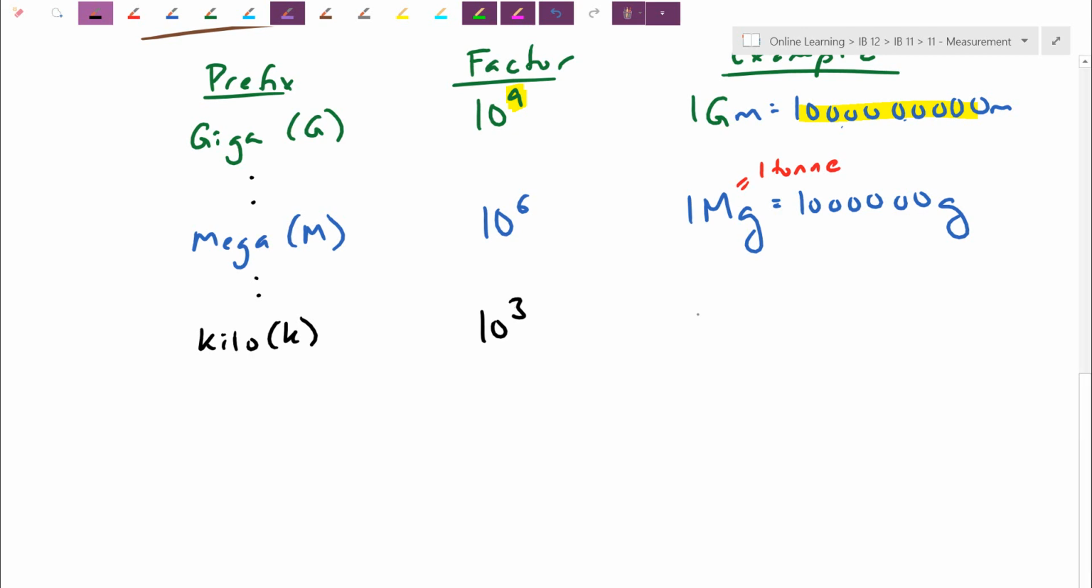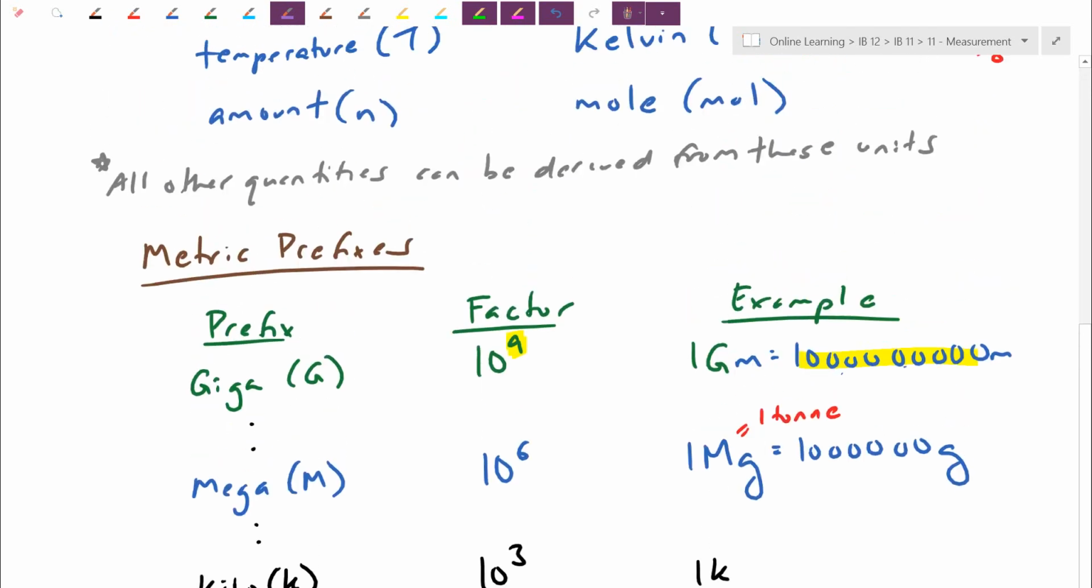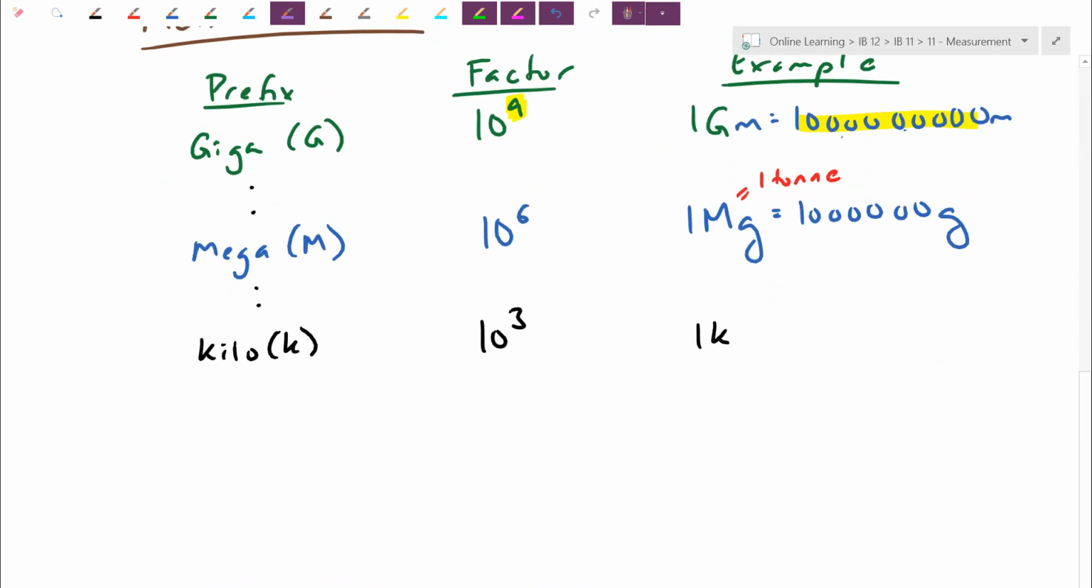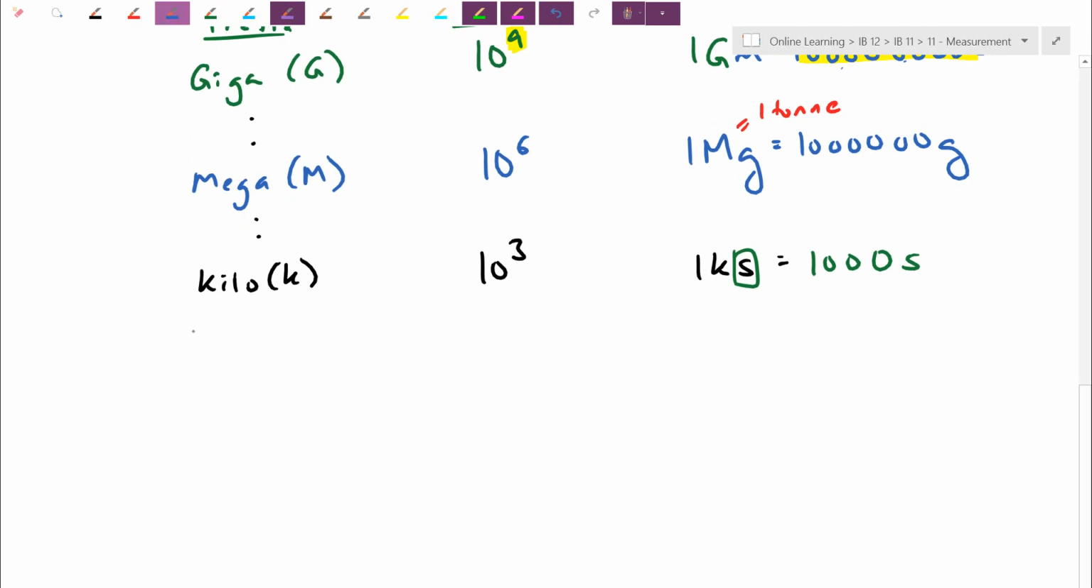But like I mentioned, kilo isn't special for grams. I can do 1 kilo, I can mix and match with anything. Let's mix and match it with seconds instead. I can have 1 kilosecond. This time I'm measuring time. My base unit is seconds, but this would then imply here 1,000 seconds. So there's kilo. As we go down from there here, we're going to go to hecto.